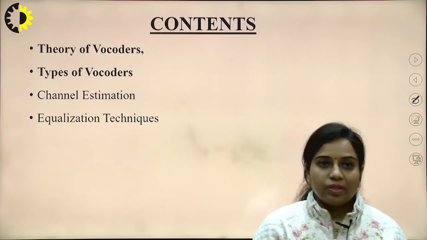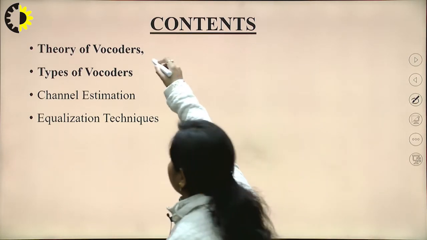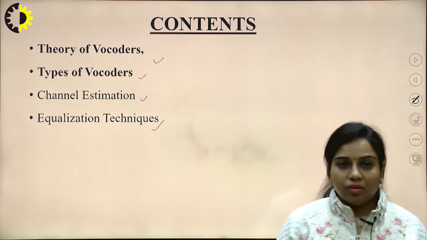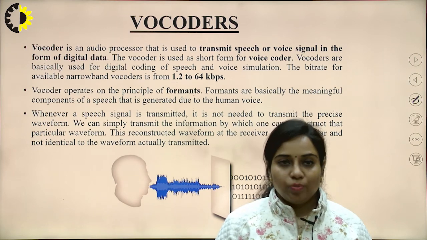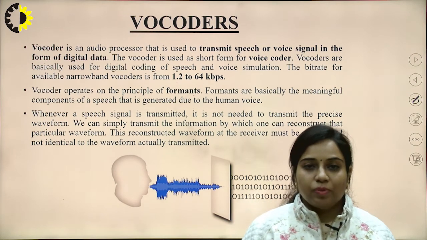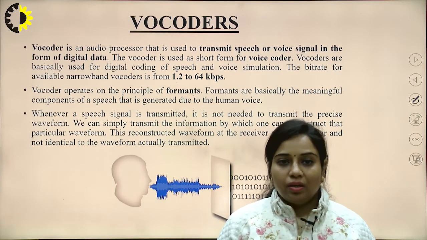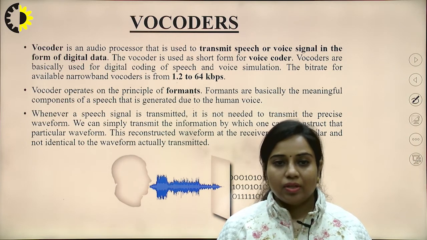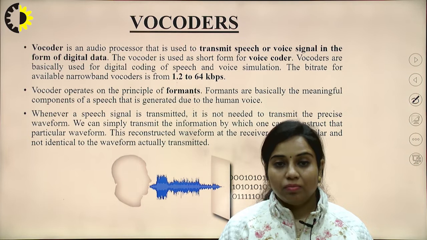So the topic of today's lecture is Theory of Vocoders, Types of Vocoders, then Channel Estimation and Equalization Techniques. Before we begin with this, we'll see what a vocoder is. A vocoder is basically an audio processor that is used to transmit speech or voice signals in the form of digital data. A system is designed on the basis of analysis, and at the receiver side the synthesis is done, which analyzes the speech signal that we are using in our day-to-day life.